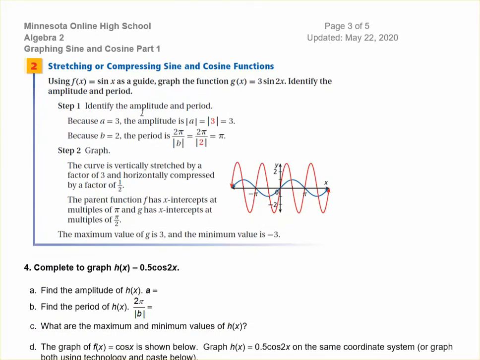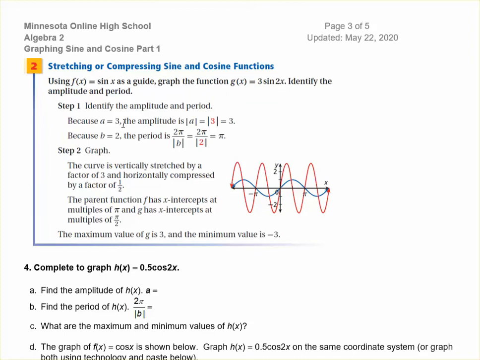Here's an example. We are going to graph 3 times the sine of 2x. So we're going to do these steps here to help us do that. First of all, we're going to graph just the regular sine of x first, the parent function, and that's in blue here. That's the sine curve. Now we're going to identify the amplitude and the period. So the amplitude is what we're multiplying the whole function by, and in this one that would be 3. So the amplitude is 3.